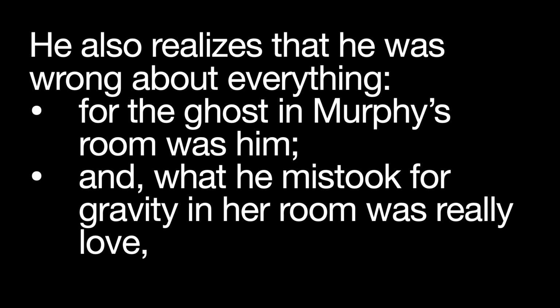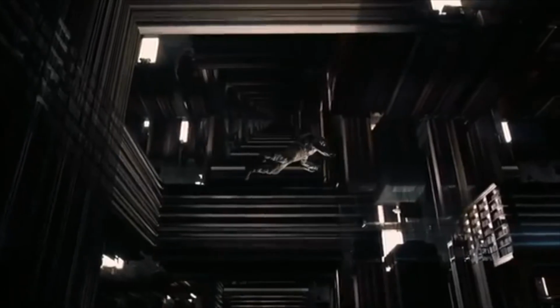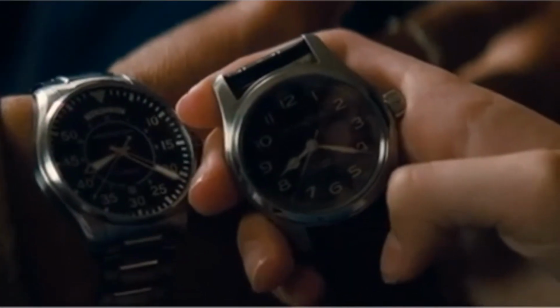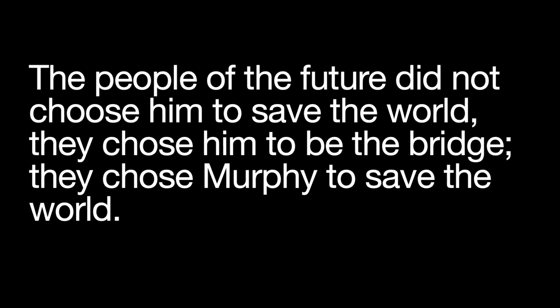And what he mistook for gravity in her room was really love, as he finds the world line that represents love connected to the watch he left with her. He uses this world line to transmit the quantum data by Morse code to the big hand of her watch. The people of the future did not choose him to save the world. They chose him to be the bridge. They chose Murphy to save the world.